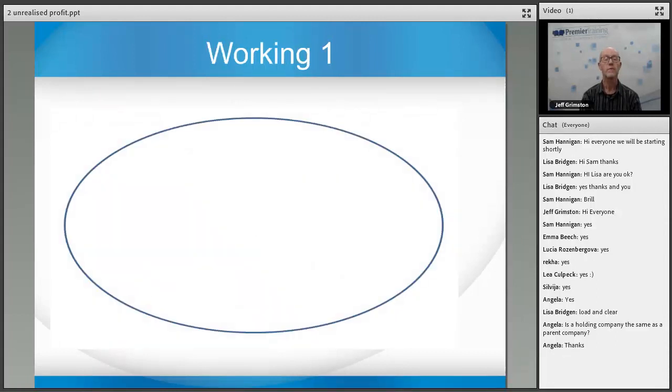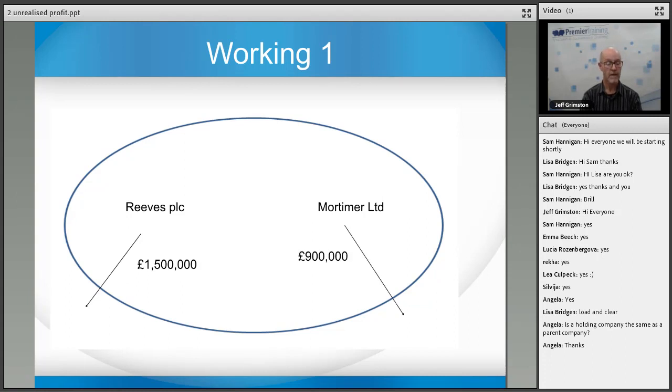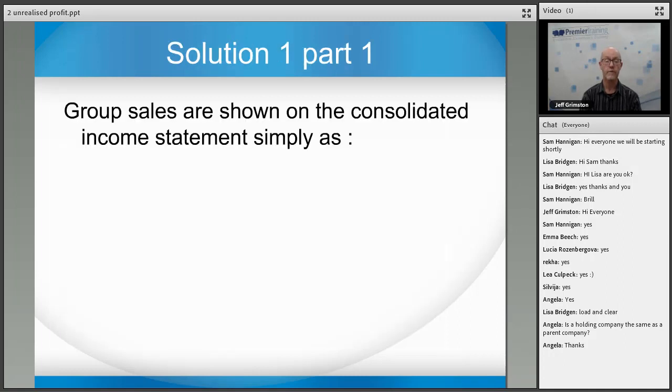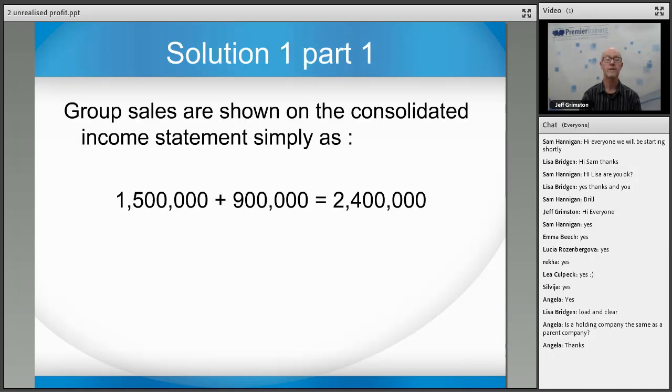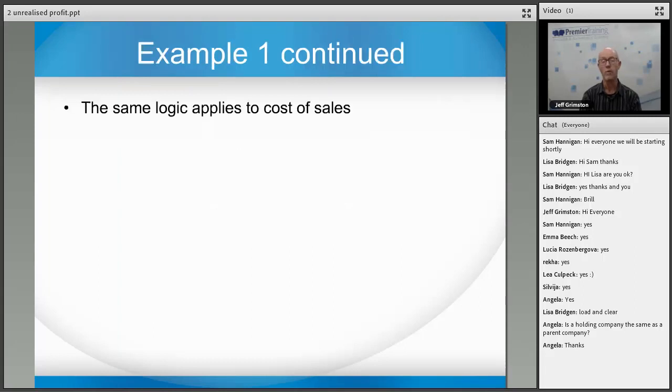So quite simply, working for that, there's our group, Reeves and Mortimer. Sales by Reeves cross the line. All sales go outside the group. Mortimer, all sales outside the group. So the figure that's going to appear on our consolidated statement of profit or loss, quite simply, add them together, £2.4 million. If only it was always that simple.